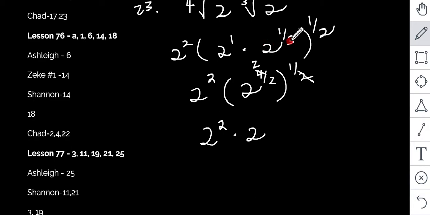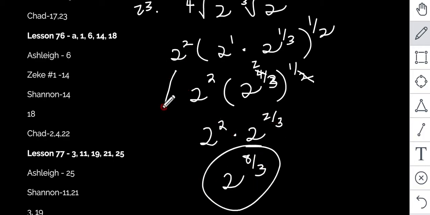Let's see. What did I do? Oh, this should have been 3 on the bottom, because it's 4/3, not 4/2. Okay, so then we're going to get 2/3. And then we just have to add those exponents. So this is going to be 6, 7, 8/3. And that's your final answer.